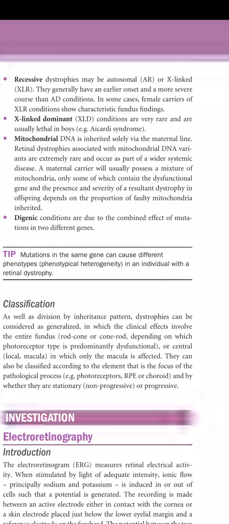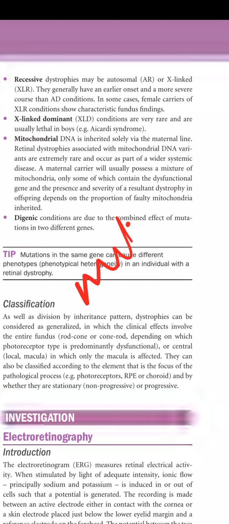Then there is mitochondrial DNA. Mitochondrial DNA is inherited solely via the maternal line. Retinal dystrophies associated with mitochondrial DNA variants are extremely rare and occur as a part of a wider systemic disease. A maternal carrier will usually possess a mixture of mitochondria, only some of which contain the dysfunctional gene, and the presence and severity of the resultant dystrophy in offspring depends on the proportion of faulty mitochondria inherited.